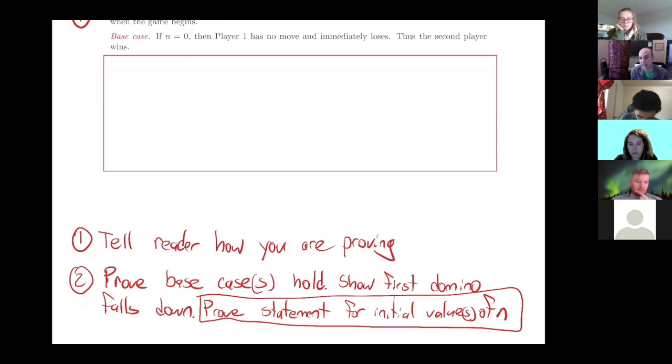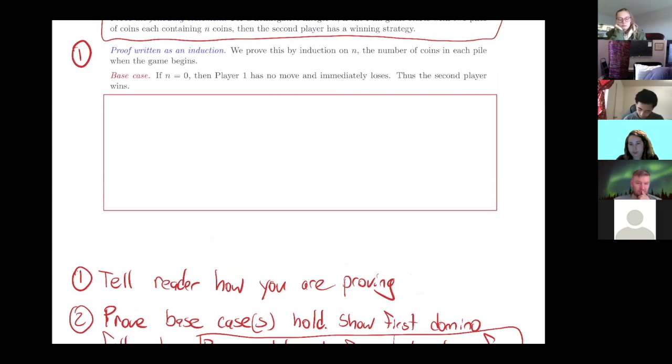And I'll put a little s in parentheses there since it may require more than one special case. And that's what's called the base case. And so when you're writing your proofs out, yes, label this step very carefully. Tell the reader, I'm proving the base case. So you definitely want to have that label there.